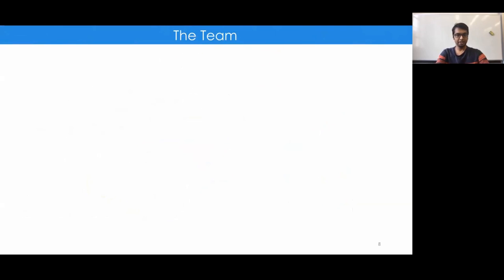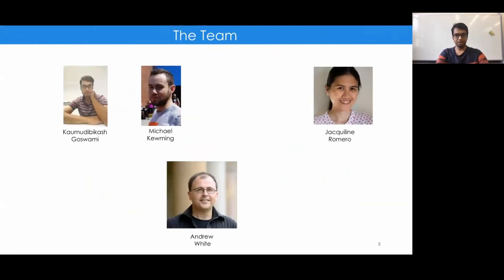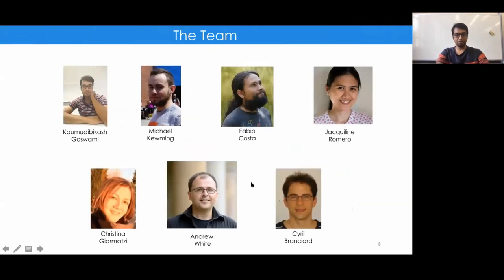in my PhD, I started working on our own quantum switch. These are our experiment team, Michael, Jackie, and Andrew. And we collaborated with our theorist friends, Fabio, Christina, and Cyril.